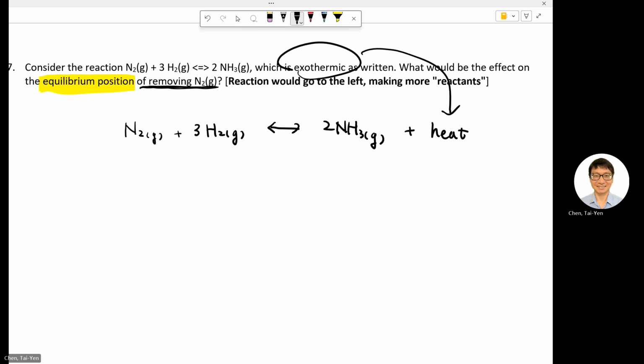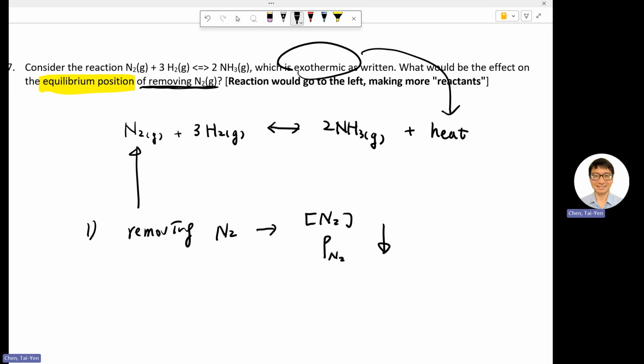the same thing. So what it says is, I'm going to decrease this. Sorry, not H2, but N2. I'm removing N2 from my system. What it really says is that the concentration of N2, or the pressure of your N2, is going to decrease, right?